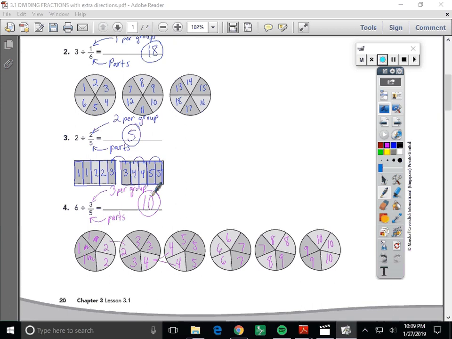We're going to scroll to the next page here, and I'm going to show you another way of thinking of fraction division. So we don't always have to use a model approach. Sometimes we can use something called multiplication by the reciprocal, or reciprocal method.